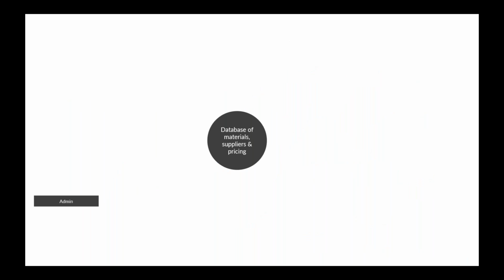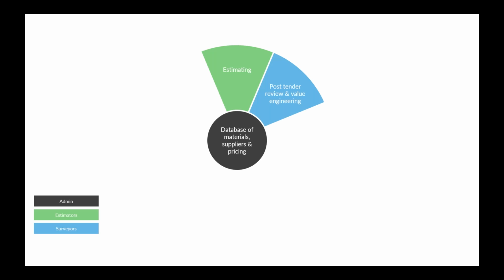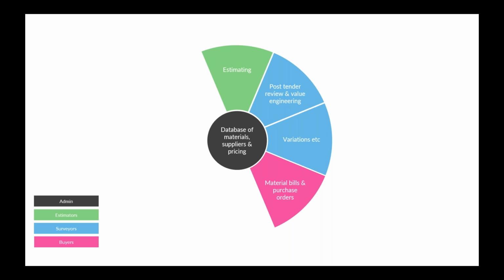In terms of what it does, at the center of Chalkstring, there is a database of your materials, your suppliers, and your pricing, all the core information that your business relies on. And what Chalkstring enables you then to do is to price the job pre-contract. And if you secure the job, it then enables you to run the job live. So you're able to post-tender review it, value engineer it, and review the tender. So you've got both the pre-contract and the post-contract side of the project within one system. You can add variations. You can do the material bills and purchase orders, which we'll talk about today.